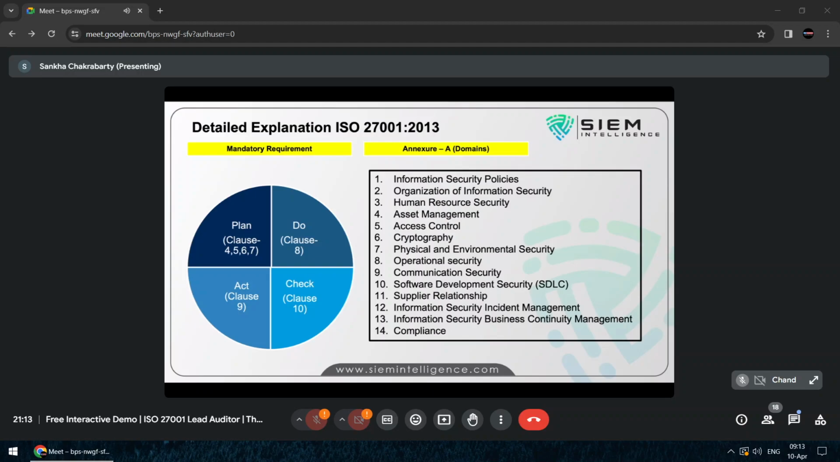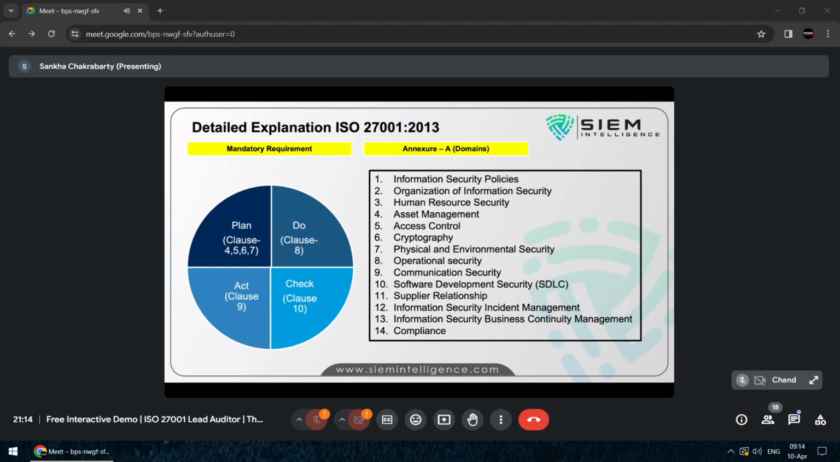Clause 6 talks about the planning phase. Here you need to understand the risk of the business. What kind of vulnerabilities are there? What is their probability of occurrence? From there, you will design the risk statement.